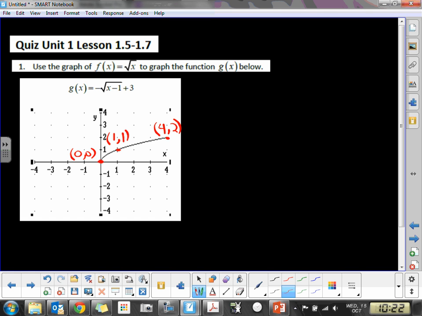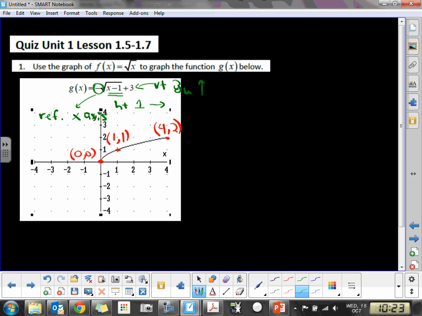Now we're going to transform our graph by doing 3 different things this time. The first thing, following our order of operations, is a horizontal translation 1 unit. And this time, since it's -1, we go to the right. The second thing is a reflection across the x-axis. And the third thing is a vertical translation, 3 units up.